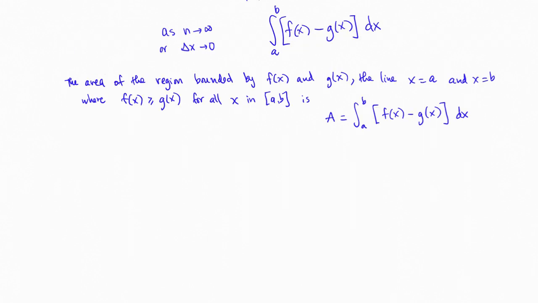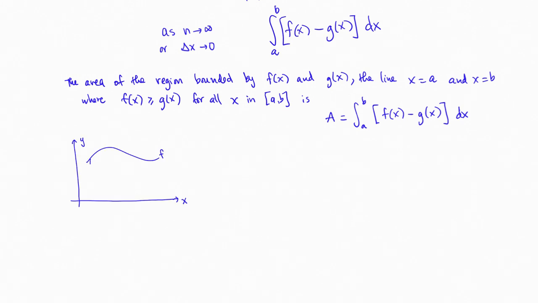Thus the area A of the region bounded by the curves f of x and g of x, and the lines x equals a on the left and x equals b on the right, where f and g are continuous, and f of x is greater than or equal to g of x on the interval [a, b], is the integral from a to b of f of x minus g of x dx, as long as f is the upper curve and g of x is the lower curve.